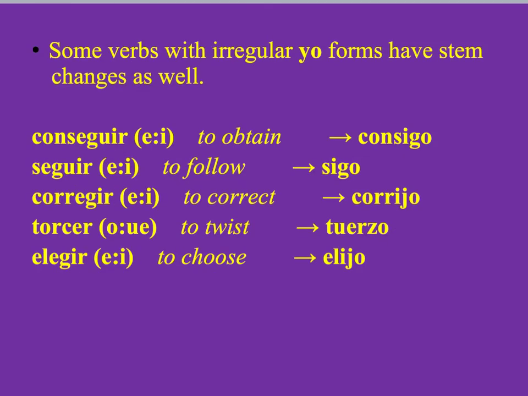Some verbs with irregular yo forms also have a stem change as well, just to add another component to it. The following verbs here, conseguir, seguir, corregir, torcer, and elegir, have stem changes, as you see in the parentheses, and they have an additional irregular yo form, so make sure you copy those down into your notes. That is it for regular present tense. Go ahead on to the Moodle now and practice the 3 types of present tense verbs we learned today.